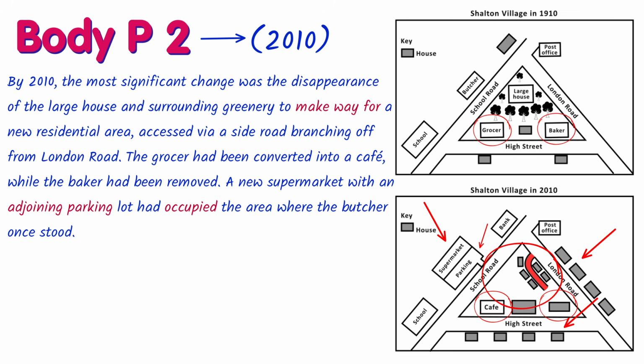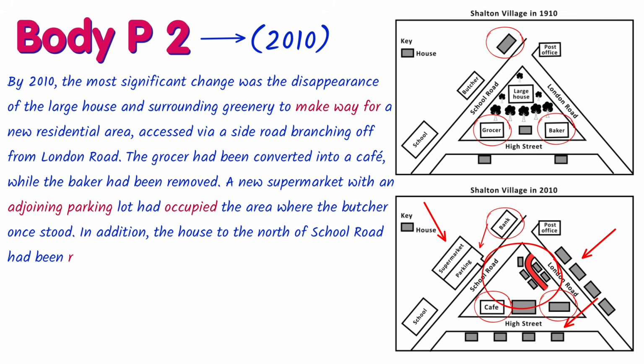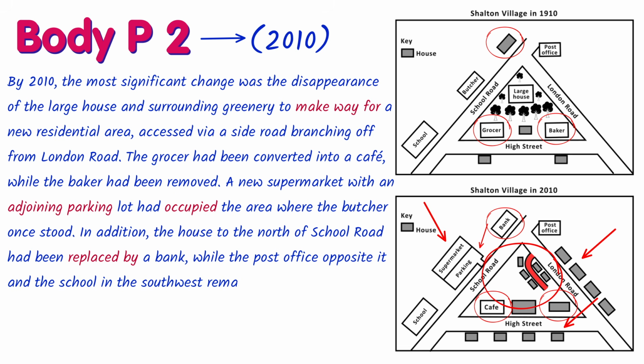All right. And after that, there was once a house to the north of School Road, but right now there is a bank instead of a house. We can write about this. In addition, the house to the north of School Road had been replaced by a bank. It's a nice word here, replaced by. So these are some words that you definitely need to use if you want to talk about changes in maps. Replaced by a bank, while the post office opposite it and the school in the southwest remained unchanged.